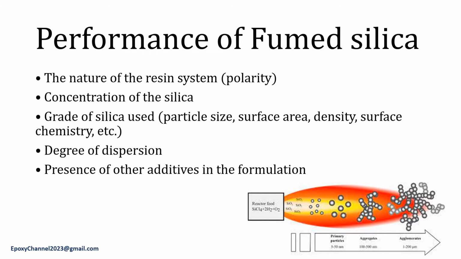Parameters that are important to the performance of fumed silica systems include the nature of the resin system or the polarity, concentration of silica, grade of silica used, particle size, surface area, density, surface chemistry, etc., degree of dispersion, and finally presence of other additives in the formulation. To ensure proper dispersion, the addition of silica to the formulation in the right sequence and the effectiveness of the dispersion equipment are very important.